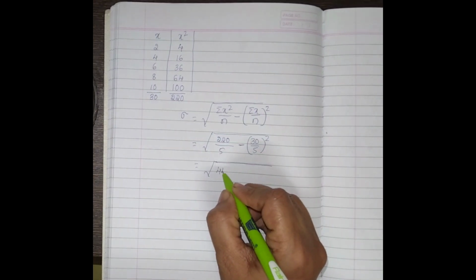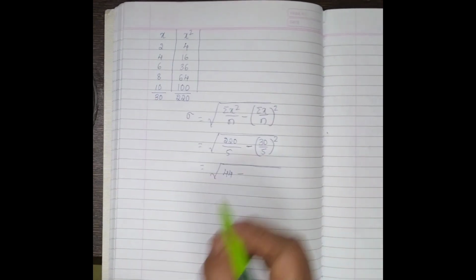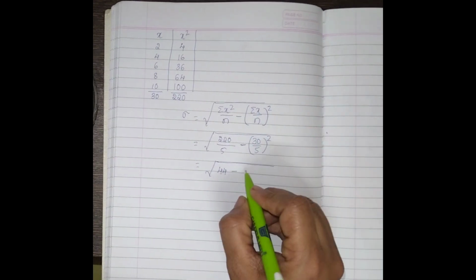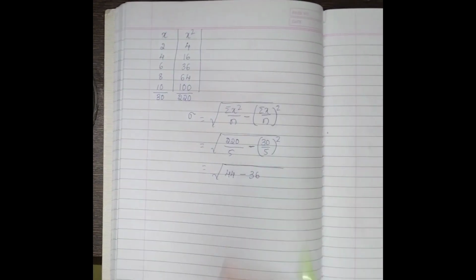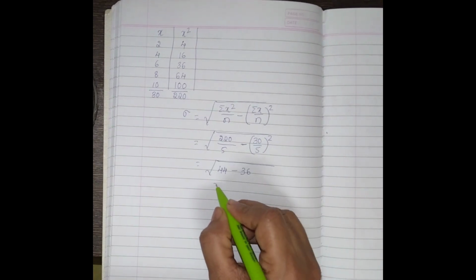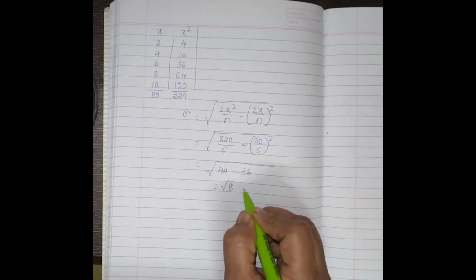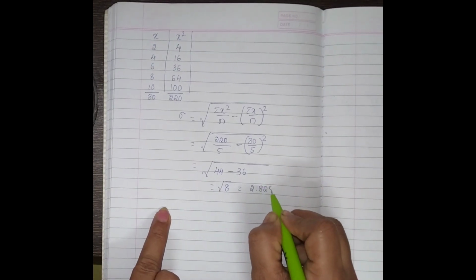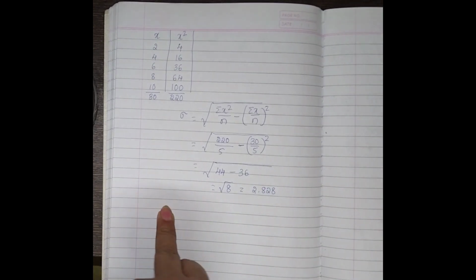That equals 220 divided by 5, which is 44, minus 30 divided by 5, which you have to take as a square, that is 36. 44 minus 36 equals 8. And the answer is 2.828.